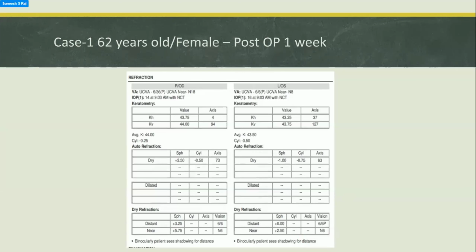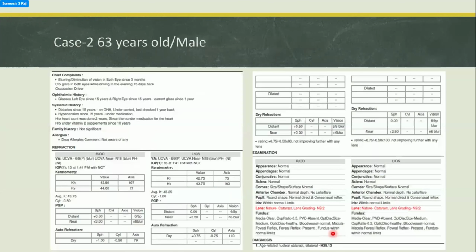There is another case of a 63-year-old male. His occupation is a driver, and he is complaining of glare in both eyes while driving, especially in the evening hours, since 15 days back. He also has diabetes and is under medication, and has hypertension. His best corrected vision was 6/9 and N6 in both eyes. Both eyes have nuclear sclerosis.